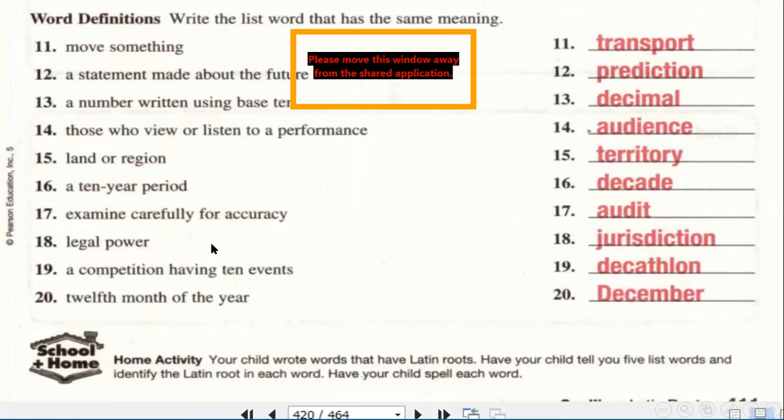Okay, that's it. Now we finish. So, any question? No, thanks.